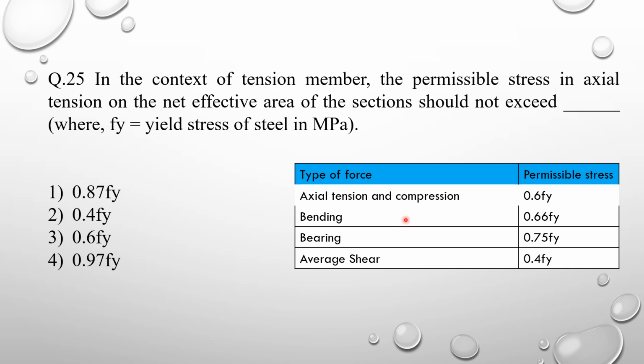Here are some types of forces with their permissible stresses. First is axial tension and compression, for that 0.6 Fy is correct. Then for bending, 0.66 Fy. Then for bearing, 0.75 Fy. And then for average shear, 0.4 Fy is the permissible stress. Option number 3 is correct here.